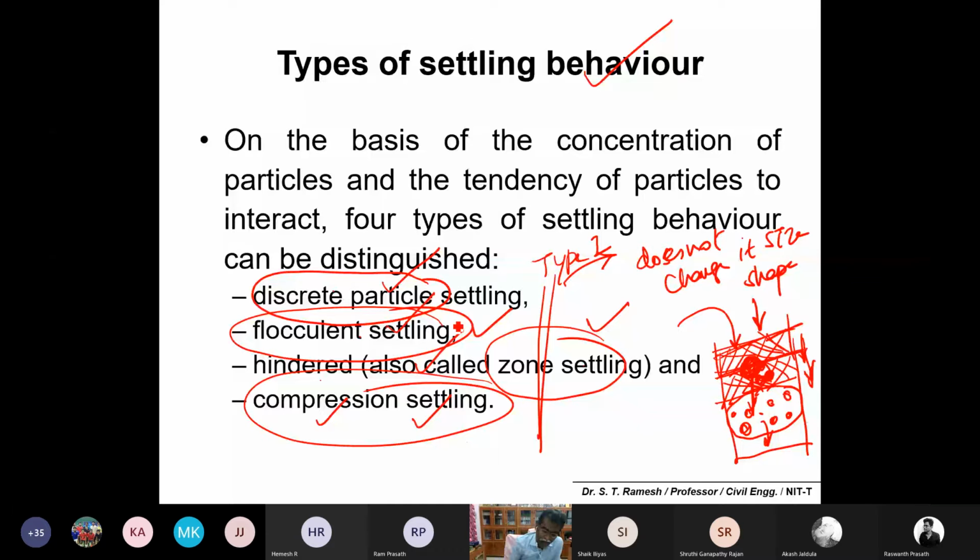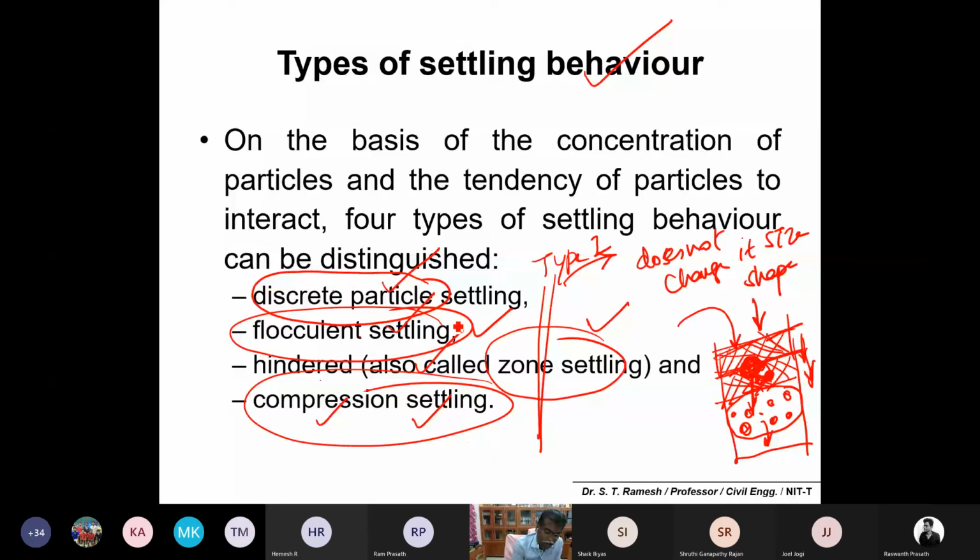Is it okay? Discrete is individual, flocculent is together, and hindered is by a group of particles or zone-wise. And the last one is where the particle doesn't want to settle, but because of the upper layer or pressure, particles settle by compression. These are four types of settling behavior.